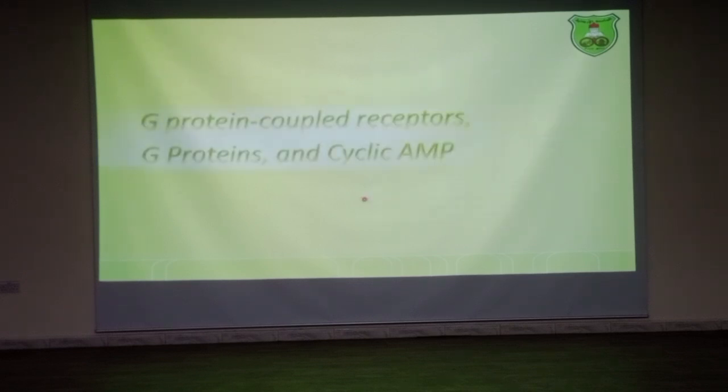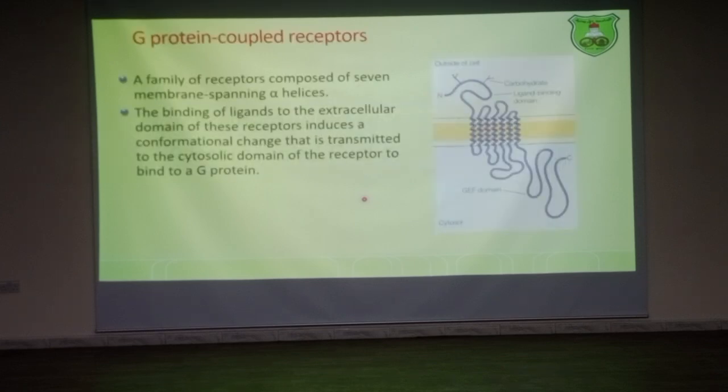So let's go through some examples. G protein coupled receptors, G proteins and cyclic AMP. We talked about this pathway in biochemistry. What are G protein coupled receptors? It's a family of receptors. It's not only one receptor.